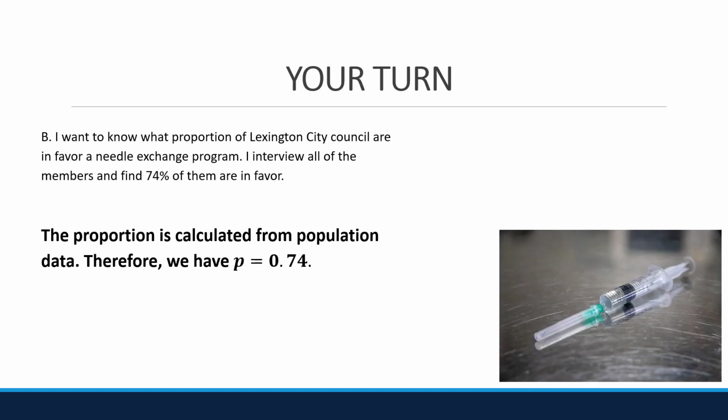B. I want to know what proportion of Lexington City Council are in favor of a needle exchange program. I interview all of the members and find that 74% of them are in favor. This proportion is calculated from population data. Therefore, we have p is equal to 0.74. This concludes the Module 5.1 notes.